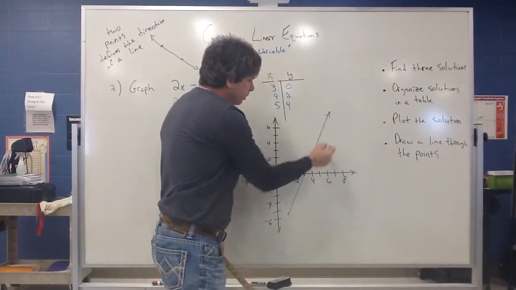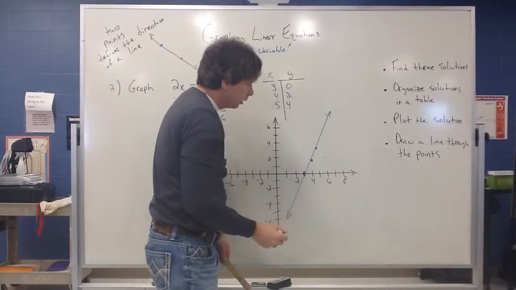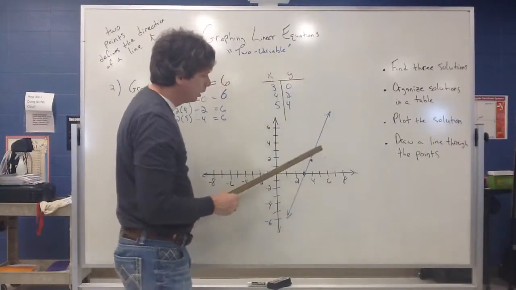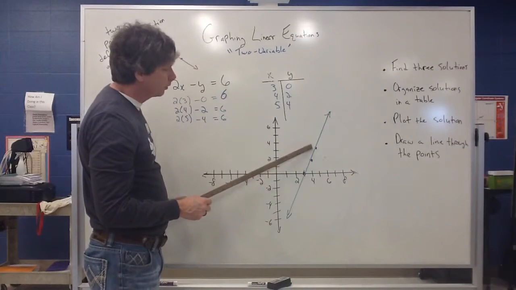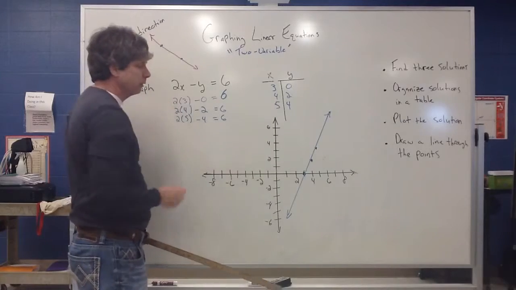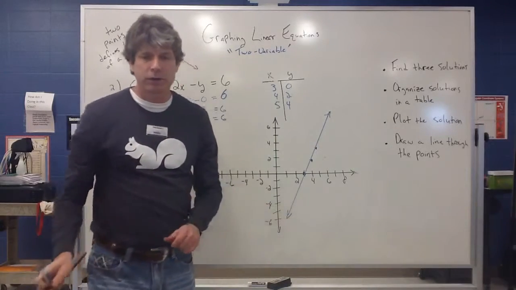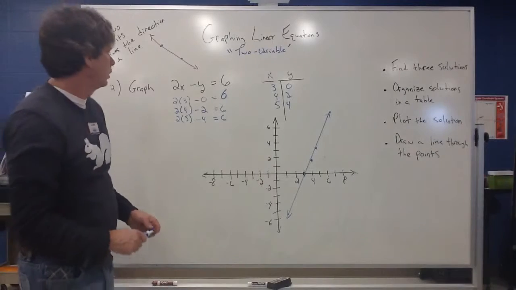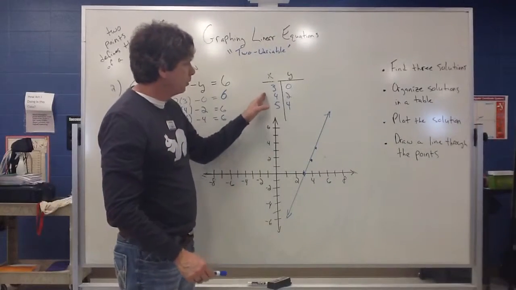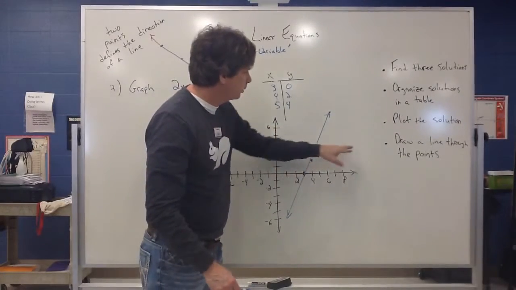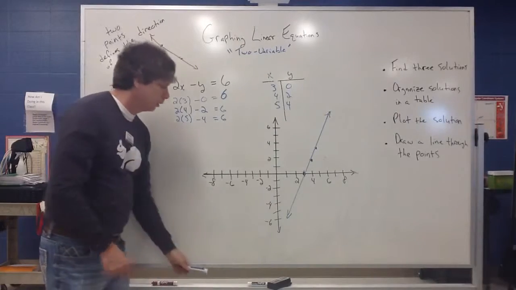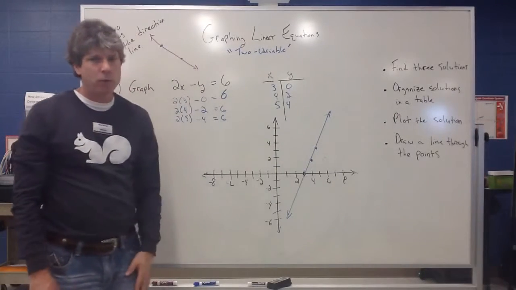Also, you need to put arrows on the ends because what those arrows tell me is that the solutions keep going on and on forever. So I've identified 3 points on the line, but any point on the line is actually going to satisfy this equation. And that's what we mean by working with linear equations. So find 3 solutions, put the solutions in a table, we plotted the solutions, and we drew a line. And again, the line represents the graph. So see if that helps. Stay tuned. We'll probably do one more example like this.